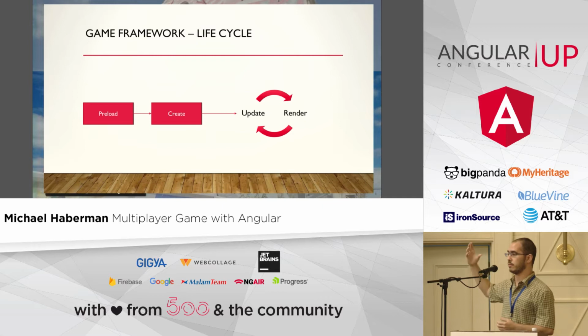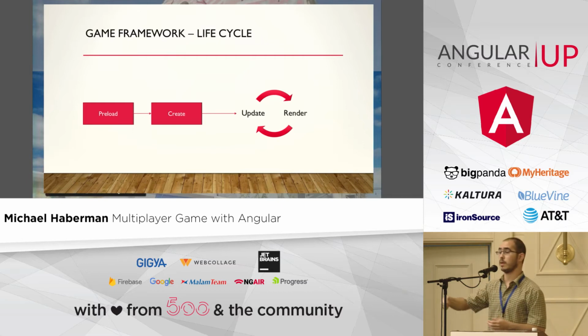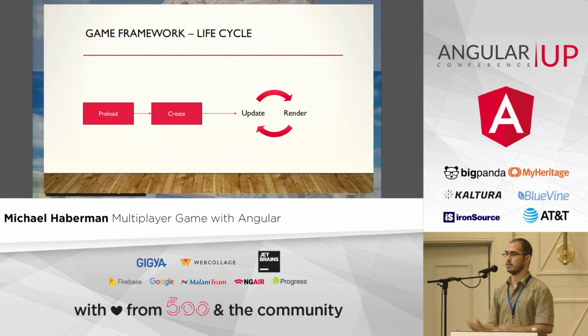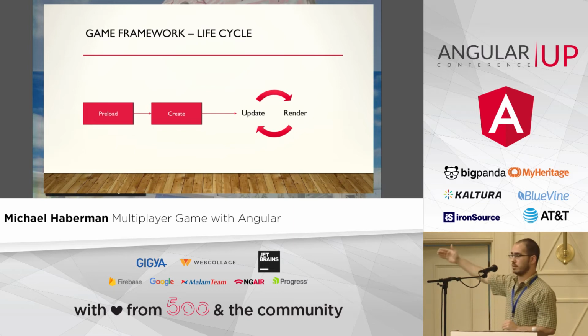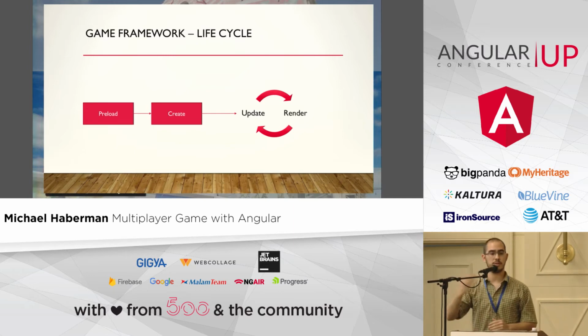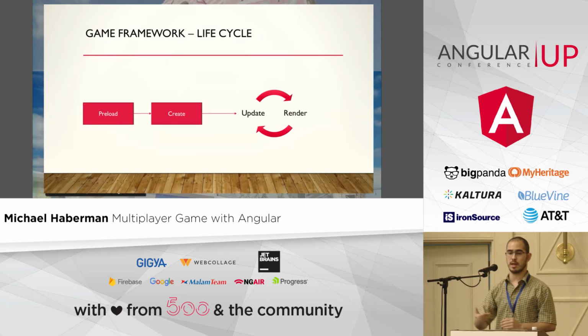So if I have my cat image, I want it to now be something that can move, something that can collide with other components. So the create transforms assets into game objects. And this is the simple part. The update and the render is something that occurs every time. Every render cycle, we have update and we have render.